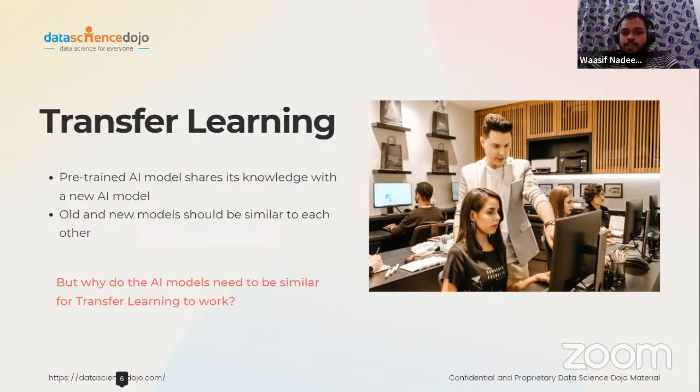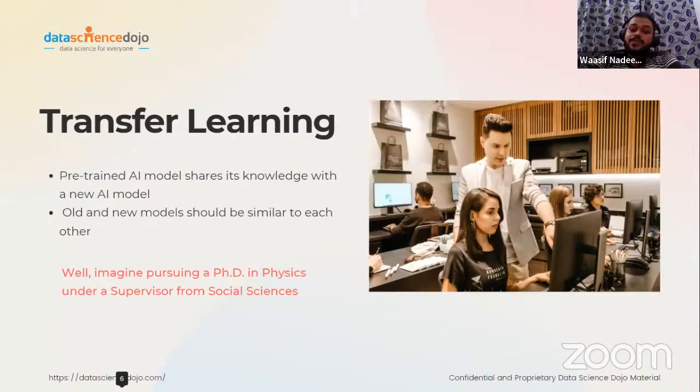But there is an assumption for transfer learning: the old, pre-trained AI model and the new AI model should be similar to each other in some fundamental aspects. One would ask why the AI models need to be similar for transfer learning to work. Well, imagine pursuing a PhD in physics under a supervisor from social sciences, and you would get your answers. Unless the knowledge provided by a pre-trained model is relevant to the new model, we don't need that knowledge. If a model is for an image classification task, we won't expect a pre-trained model from NLP. What would be the use of it, right? So this is why we need similar models in transfer learning.